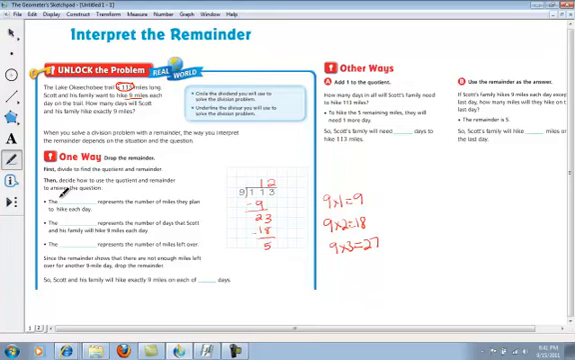So let's look at these questions. The blank represents the number of miles they plan to hike each day. Well, I know that that number is 113, and we circled it because that's the dividend. The blank represents the number of days that Scott and his family will hike 9 miles each day. Well, that would be the answer, what we're trying to solve. So that's the quotient. The blank represents the number of miles left over. Oh, that's the remainder.